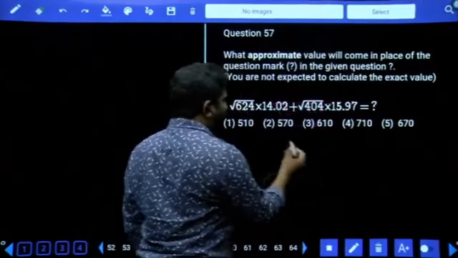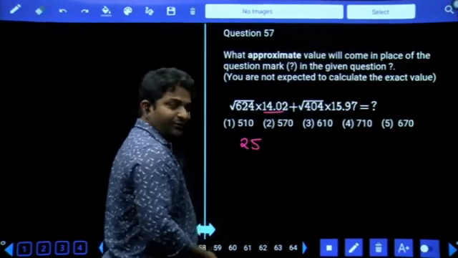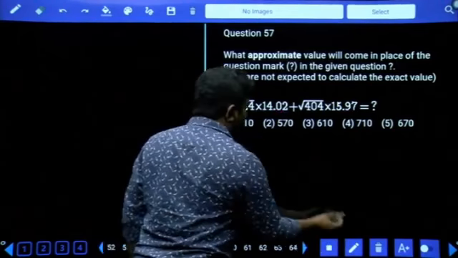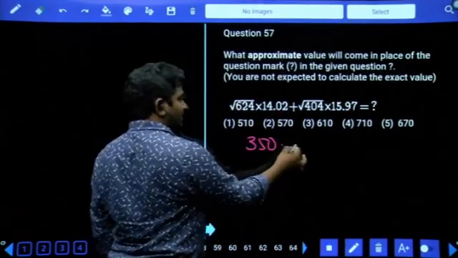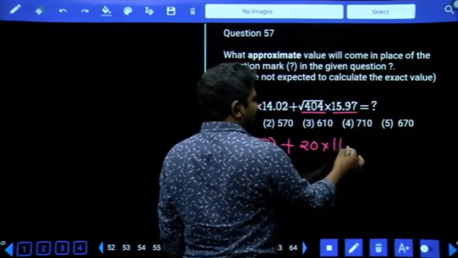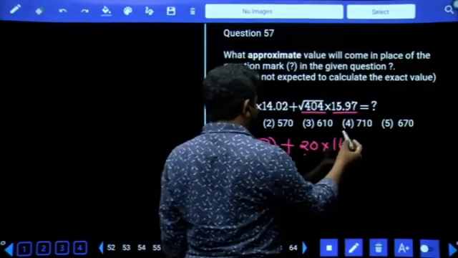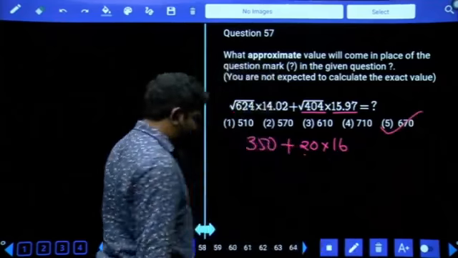Under root 624, approximately 25. 14 times. 10 times is 250. 4 times is 100. Total 350. Plus 20 times of this, which is 16, that is 320. 320 plus 350 is equal to 670, fifth option.